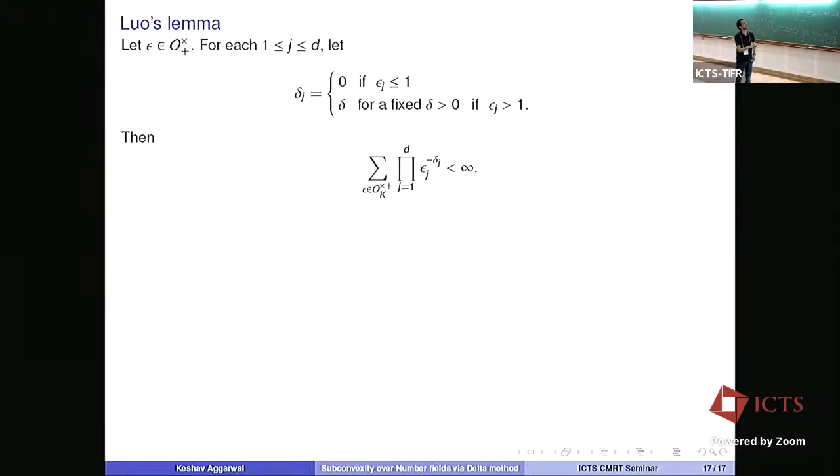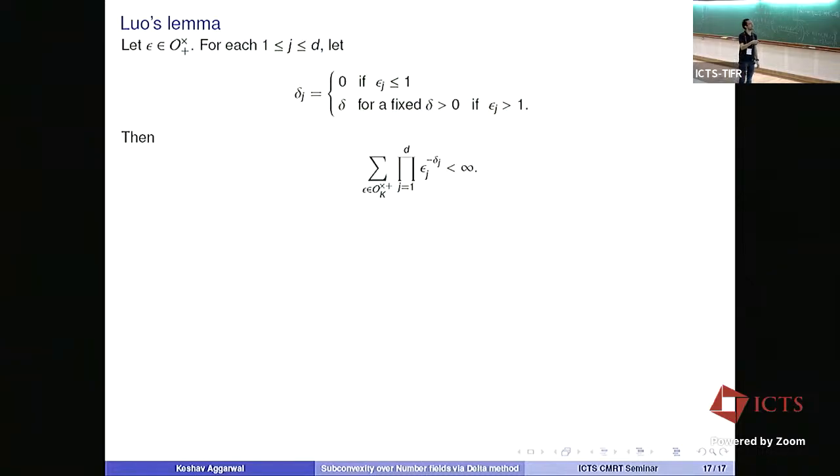Then what happens is that if you sum over these infinitely many units, this particular product does converge. As an example, if you take all of these delta j's to be 1, the product of these epsilon j's will just give you 1, because that's the norm of the unit, and you sum over the infinitely many units, that's infinite. But if you raise it to good powers, you do get something that converges, and that's what we do.